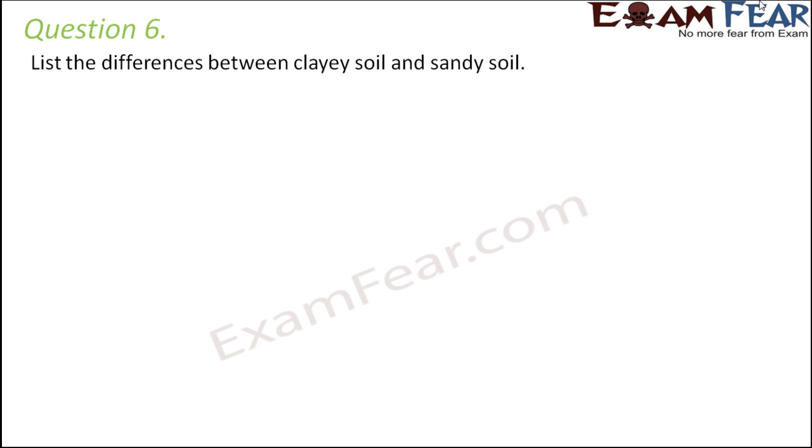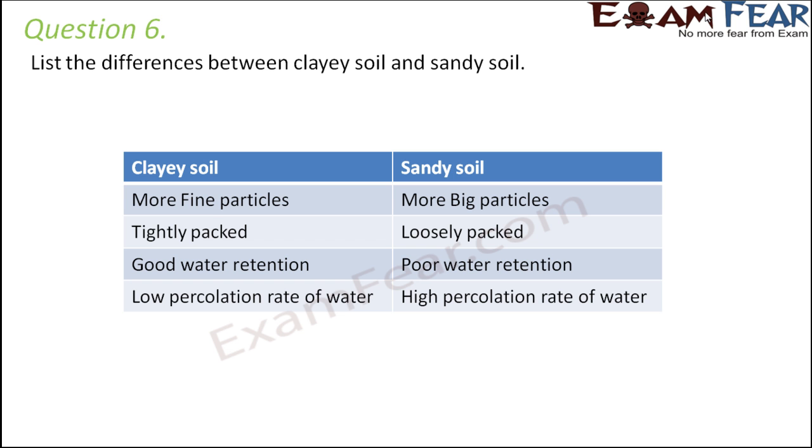Question number 6. List the differences between clayey soil and sandy soil. So let us quickly look at the difference. Clayey soil, small particles, more small particles. Sandy soil, more big particles. Clayey soil, now small particles, but they are all very closely packed, so very tiny spaces in between. But in sandy soil, big particles, big spaces in between, so loosely packed.